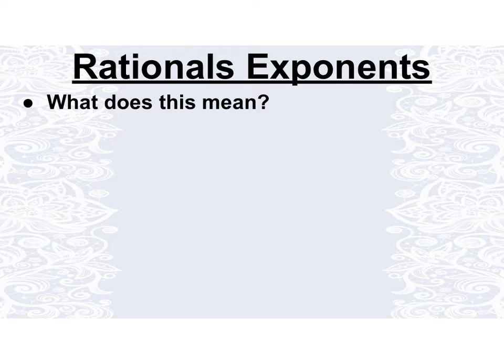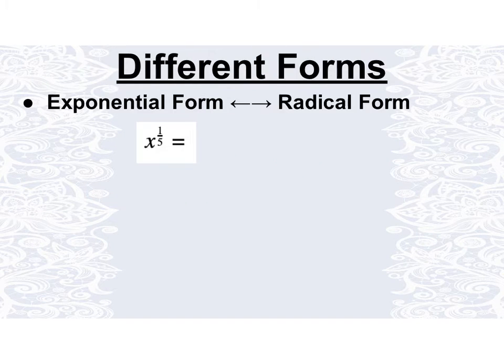And what even does rational exponents mean? Well, if something's rational, it means it could be written as a fraction. So we're going to be looking at something like x to the 2/3 or 8 to the 2/3. So we're going to have fractional exponents. So we need to become familiar with the different forms.